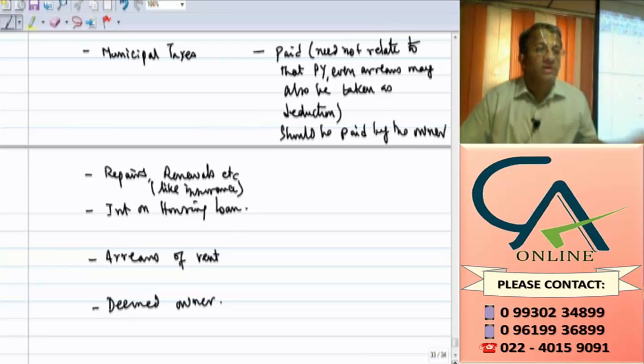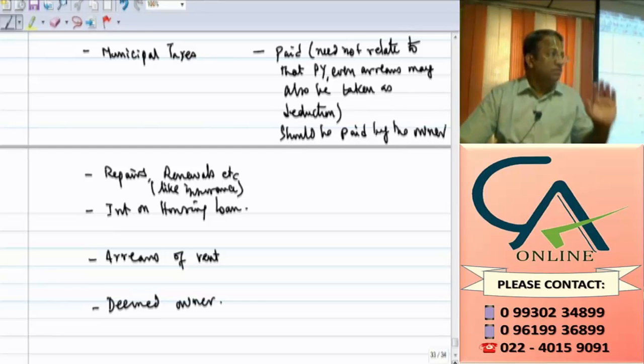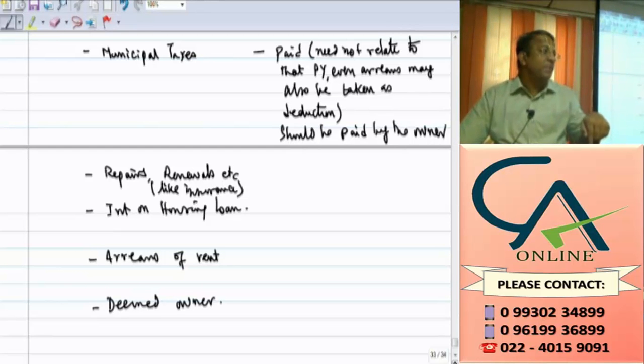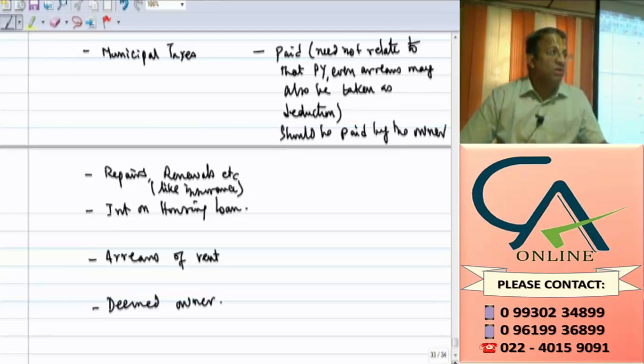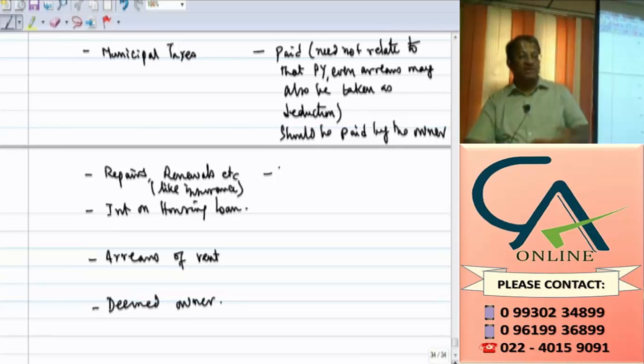If the department were to know that municipal taxes were paid by the tenant and not by the owner, then it will not be allowed as a deduction at all. So, therefore, even if you say it is paid, it should be paid by the owner. Are you clear about this? Then, how about the next point? Repairs, renewals, etc.